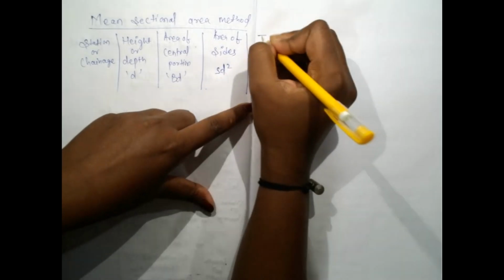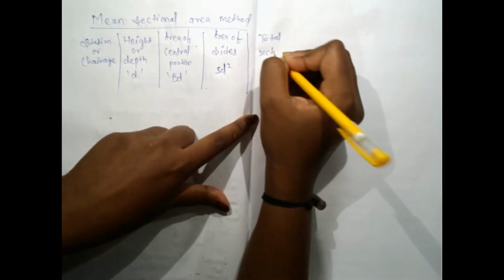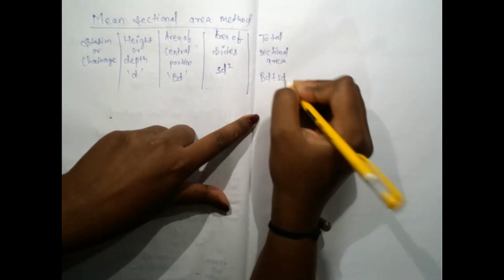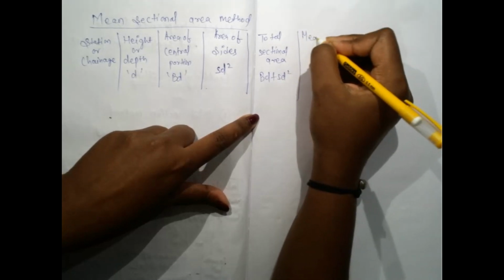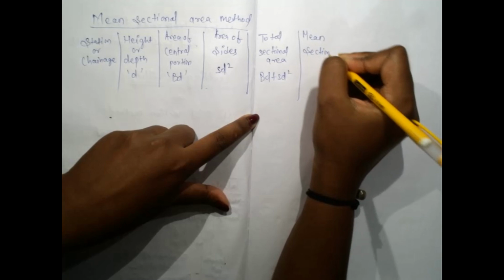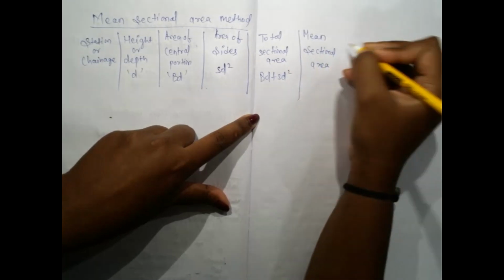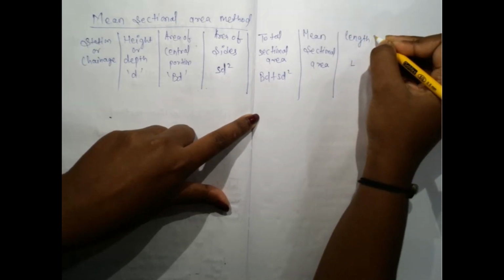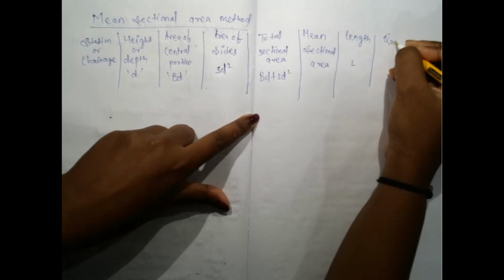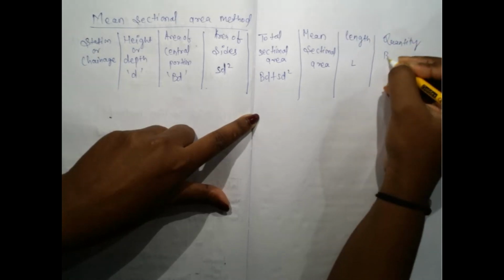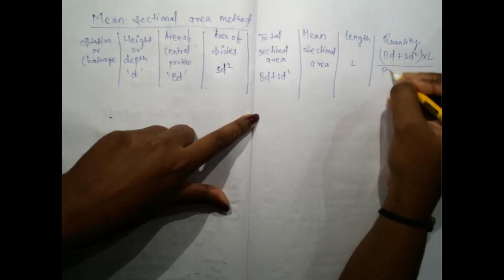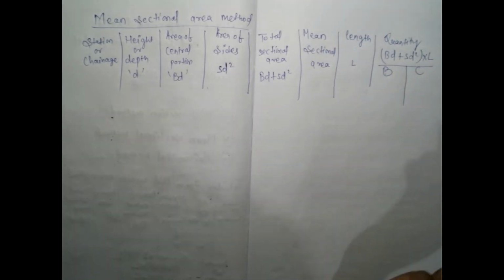Then total sectional area, which is BD plus SD square, and then we have a mean sectional area, and then length between the stations, that is L, and then finally quantity. So the formula of quantity is (BD plus SD square) into L, and it can be done for banking and cutting. Okay, so this is the tabular form of the mean sectional area method.